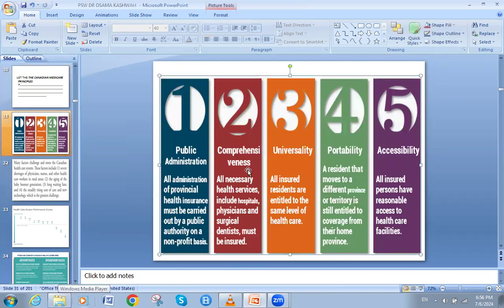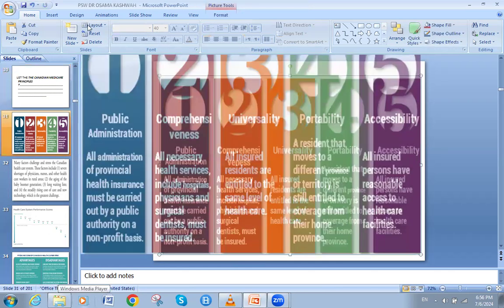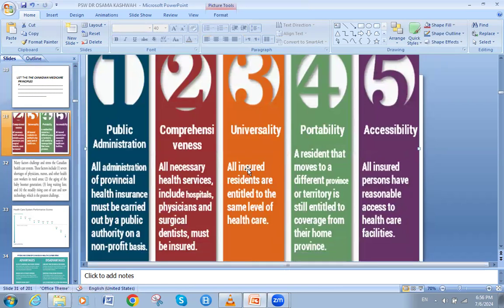First of all, here it is in a figure, and I think in a figure looks better and more comprehensive. It's public administration. All administration of provincial health insurance must be carried out by a public authority. Like we said before, it's non-profit work. Public means non-profit work.